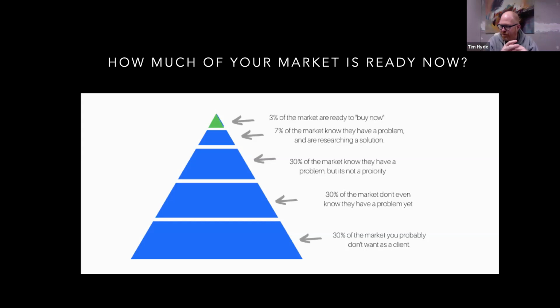Obviously, I like to call the bottom group the people that you don't want to have as clients who probably could buy from you, right? And obviously the market there that says they don't know they have a problem. Okay. It's not that they don't have a problem. They're just not aware of it yet. Now, the 30% of the market that have a problem, but it's not a priority, that's because they've got other stuff going on in their life, right? They've got mortgages to pay. They've got homeschooling to do. They've got to buy the kid new shoes. They've just had a stack of bills come in the mail.